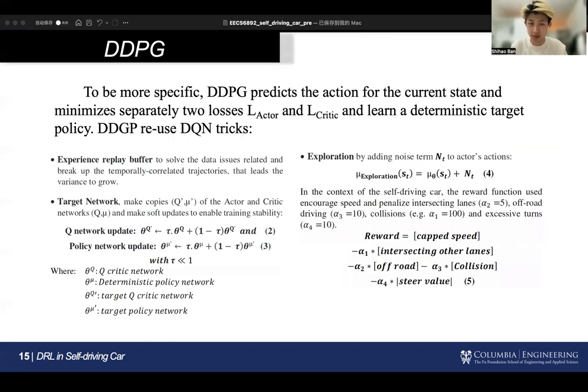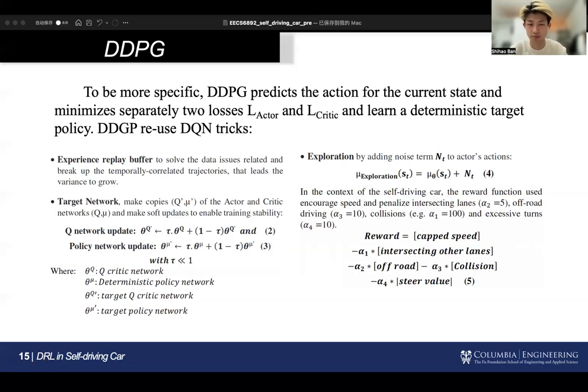That's just an idea, but to be more specific, the DDPG predicts an action for the current state, minimizes two losses separately, and learns a deterministic target policy. The DDPG reuses the DQN tricks. I won't go through all of those DQN tricks, so let's just go on.